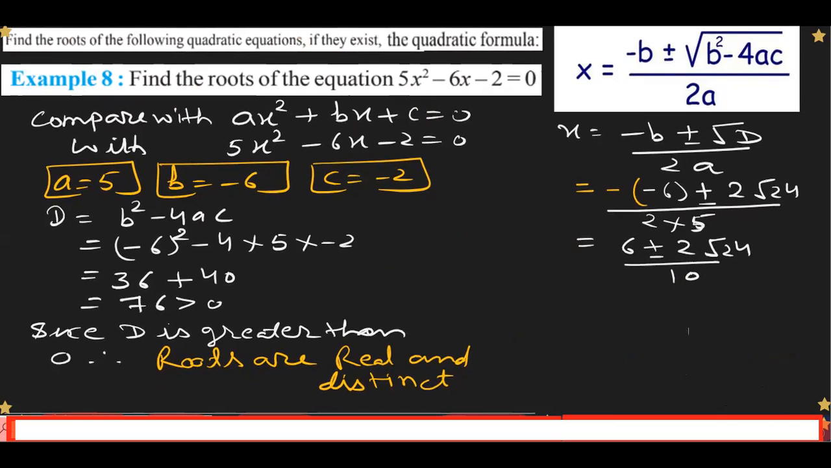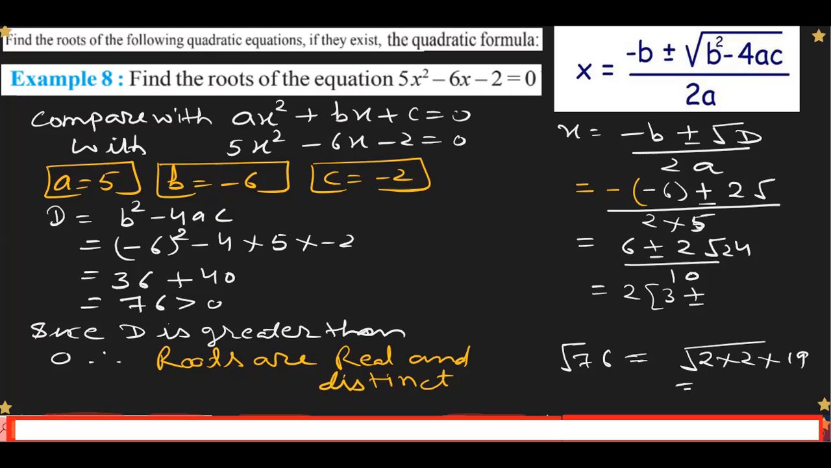On further simplification, we can divide by 2. So we can take 2 common. Sorry, it is not 24, it is square root of 76. So it is square root of 19, sorry. So in place of this, we have to put here 19. That is 19 upon 10. Please make it correct. Square root of 76 is 2 root 19.